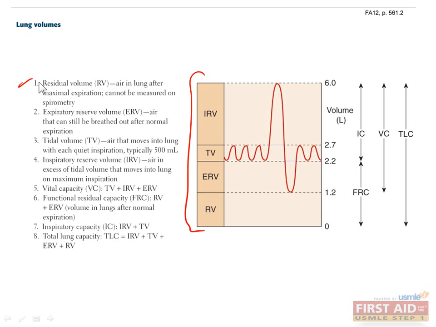Residual volume is the air left in the lungs after maximal expiration. The expiratory reserve volume is air that can still be breathed out after normal expiration. The tidal volume is the volume of air that moves into the lung with each normal respiration. This is an important parameter when establishing the efficacy and therapeutic nature of mechanical ventilation. And finally, the inspiratory reserve volume is the amount of air that can be inhaled after a normal inspiration.